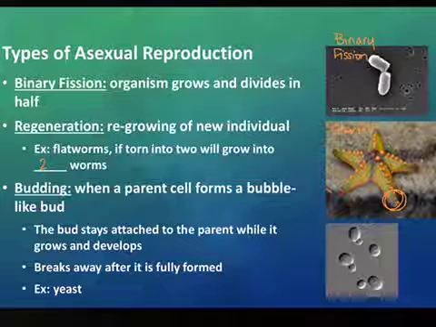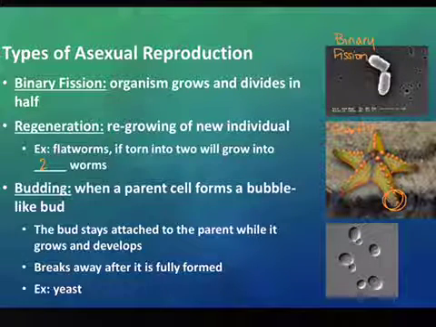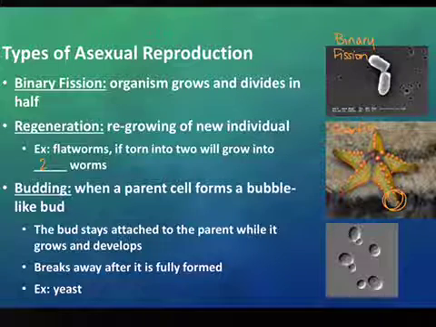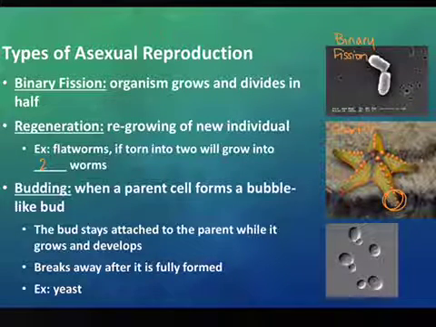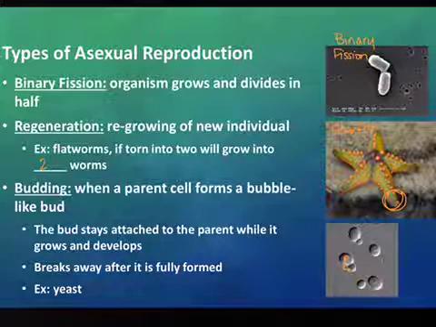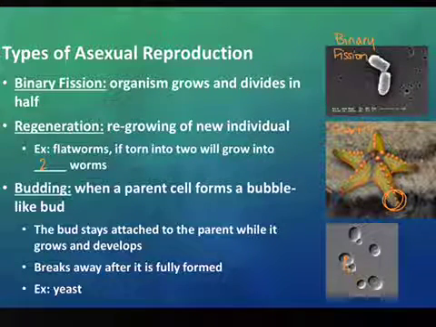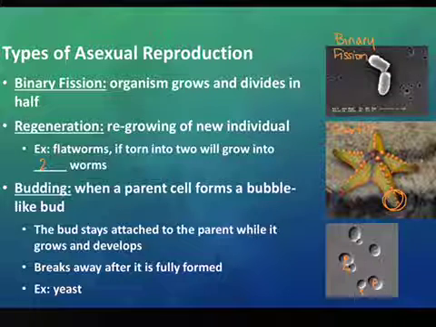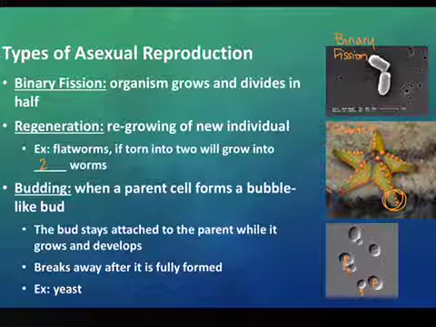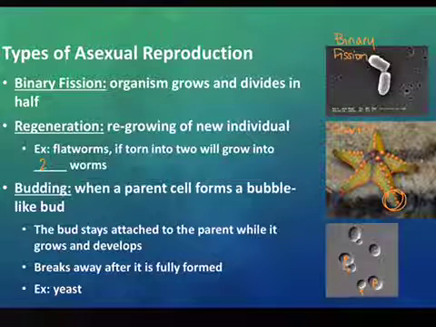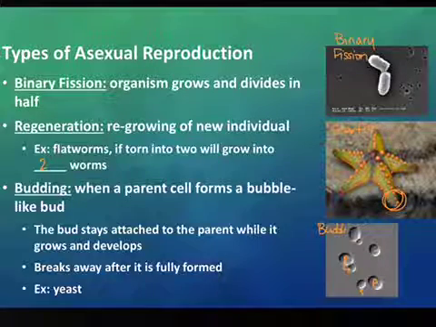Lastly, for asexual reproduction, we have budding, and this is when a parent cell forms a bubble-like bud. So this one would be the parent cell, and this little guy would be that bubble bud. And that bud will stay attached to the parent while it grows and develops, and it will break away eventually after it fully forms. So this one right here must have just formed off of this parent. And so the organisms that perform budding are yeast. So there's budding.